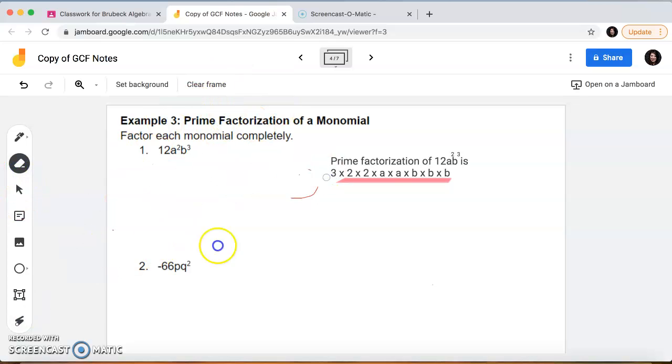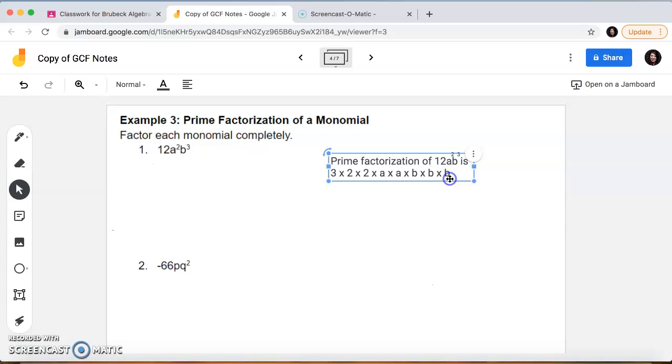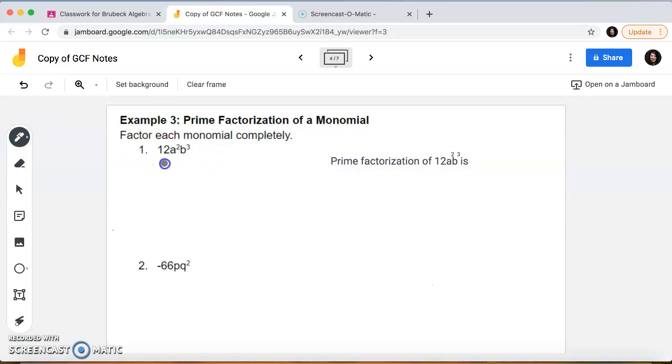So the next two examples we're going to do have variables in them. So for this one, I can't seem to get this erased, so I'll just do it like this. We want to break down the 12 first. So the 12 breaks down, we can break it down a couple different ways, 3 and 4 or 6 and 2. I'm going to use 6 and 2. So 6 times 2. Then we can break down the 6 to be a 3 times 2. So our prime factorization is going to include a 2, a 2, and a 3.